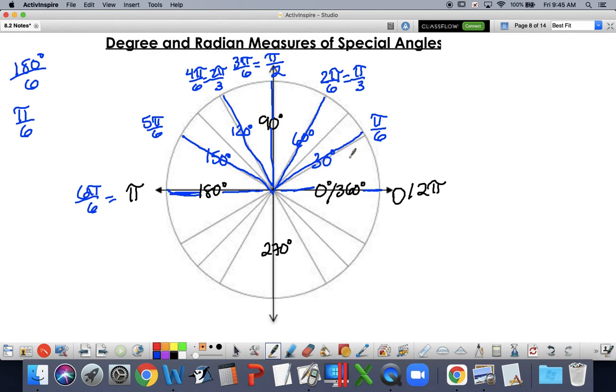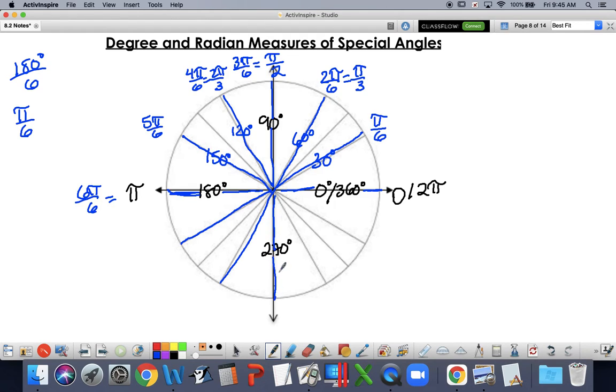I like to think of it this way because it makes you use your fractions, and it's going to help us remember 1 pi over 6, 2 pi over 6, 3 pi over 6, 4 pi over 6, 5 pi over 6. Hopefully that helps. You can always convert as well, but I think sometimes it's easier to think of it from a fractional standpoint. Let's go ahead and do the remaining 30-degree increments.